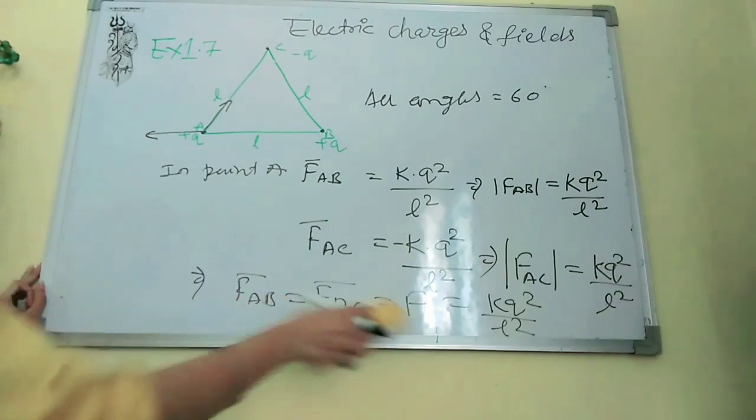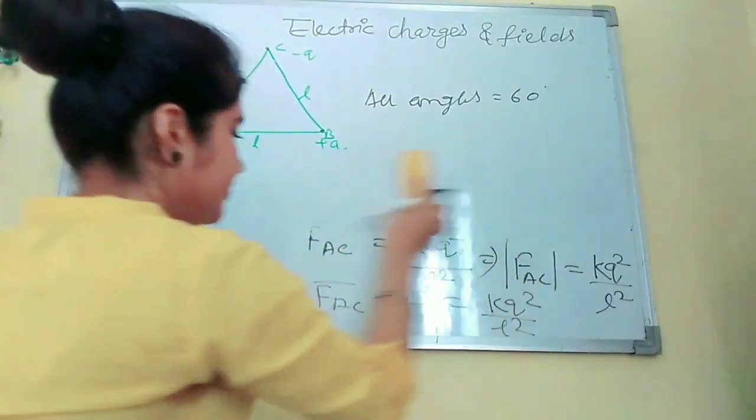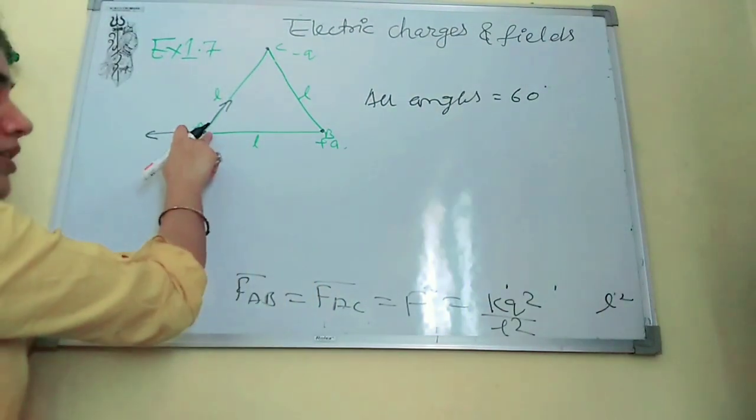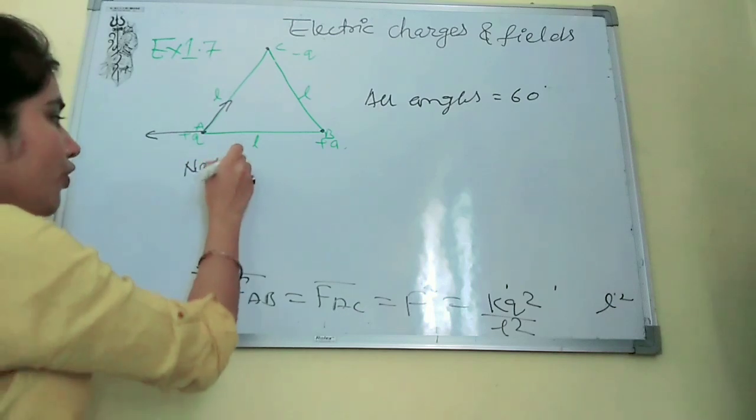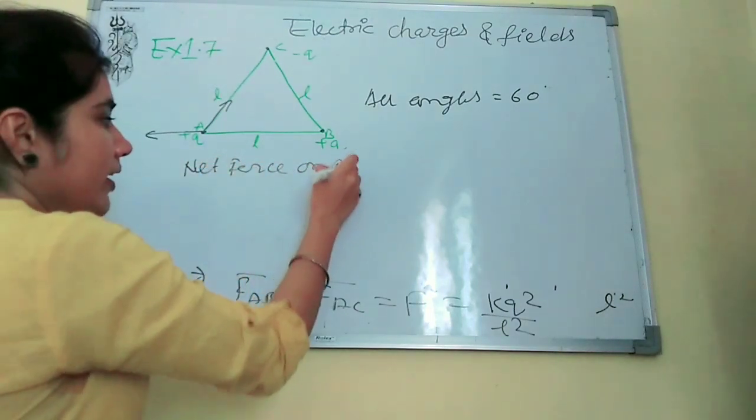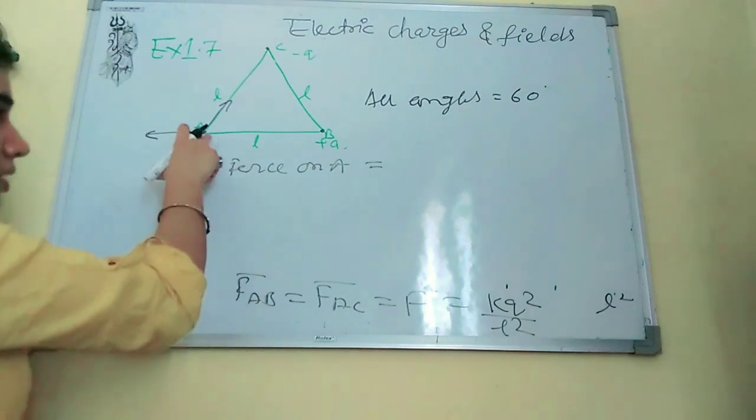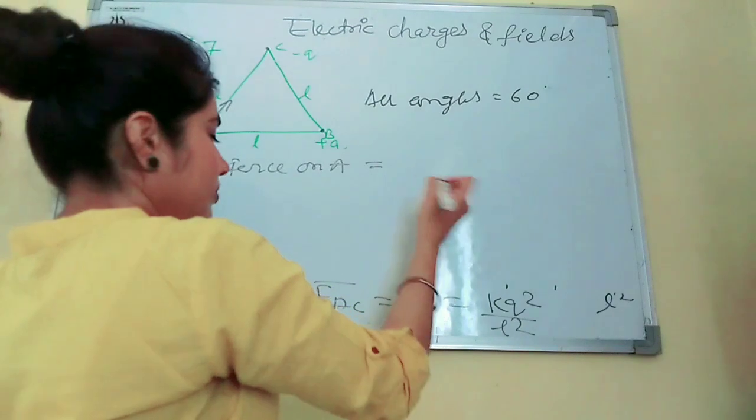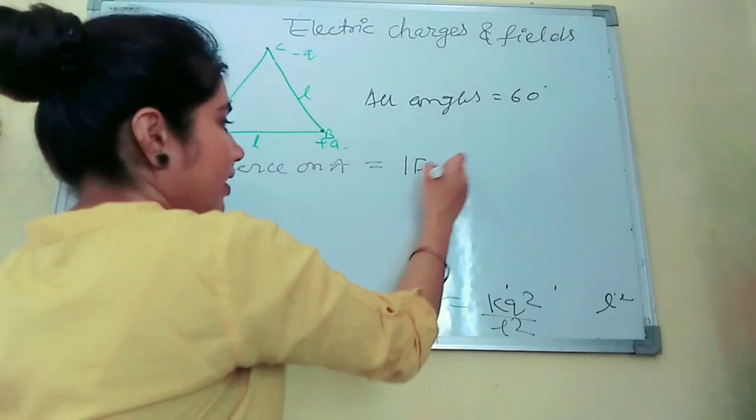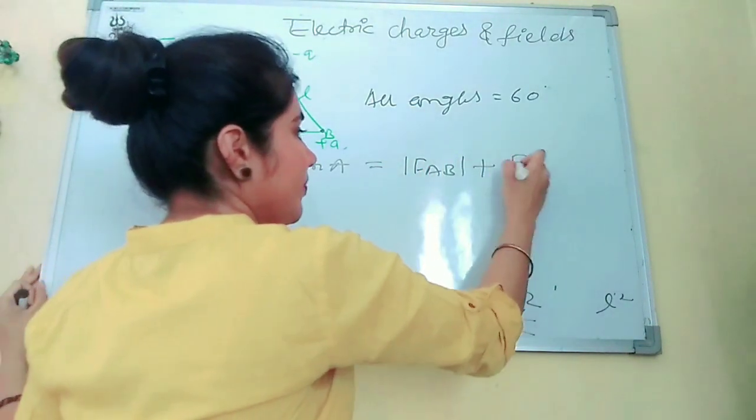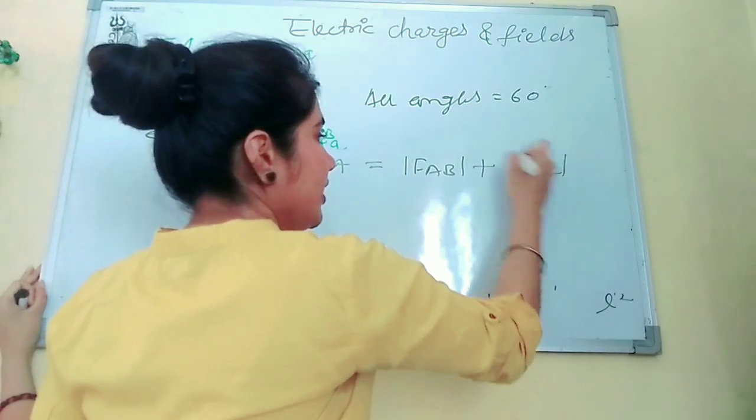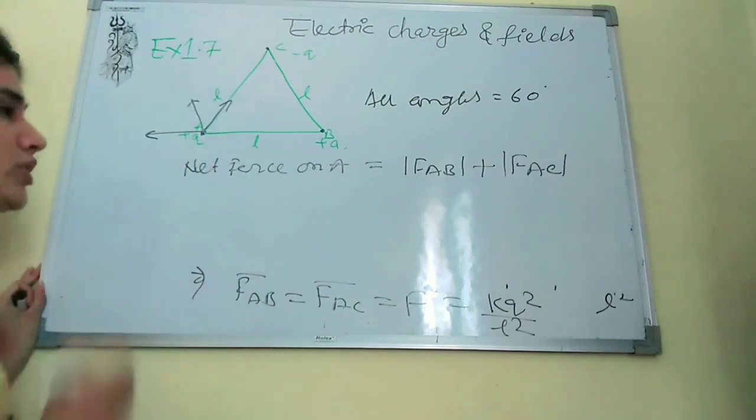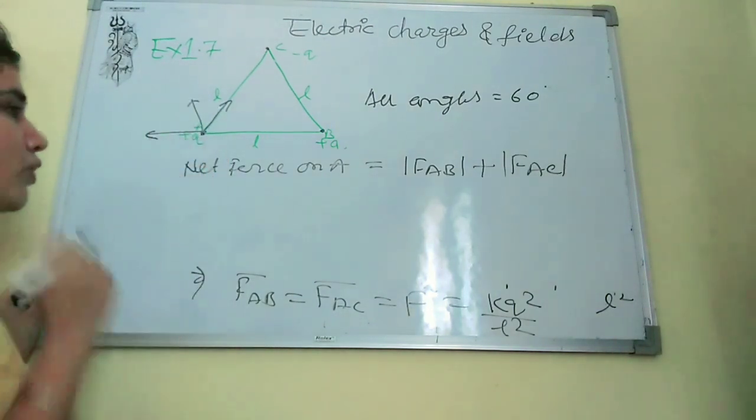Now we got these points. Now the net force on point A will be the addition of both forces, the vector sum of both forces, that will be FAB plus FAC, and the resultant force will be in this direction. This will be the resultant force.